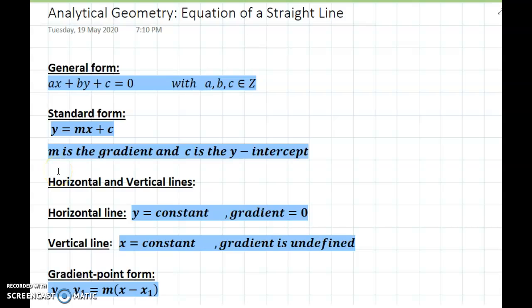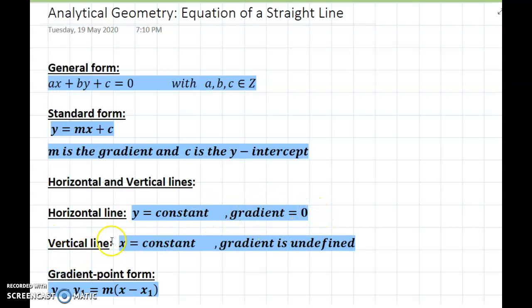Then you get special lines, horizontal and vertical lines. A horizontal line, think of the horizon, has no gradient. The equation of the line is just y equals a constant. The gradient is equal to 0. Think of your desk or the floor. That's horizontal, and the gradient is 0. There is no slope. Well, there shouldn't be a slope, unless you have a special desk, of course.